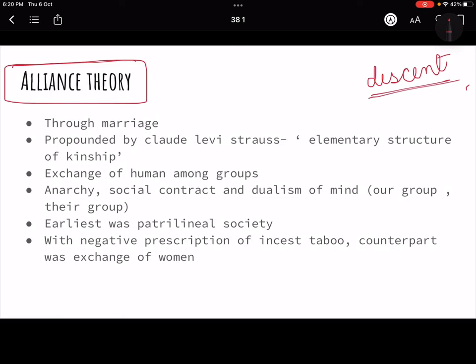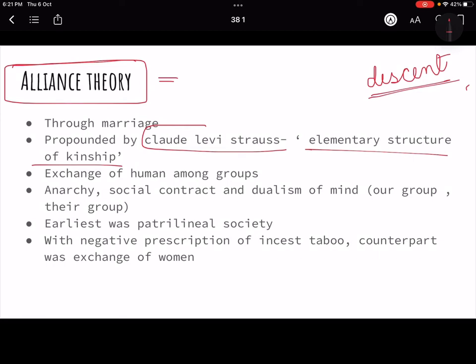But now we will study the marriage part of it, because with marriage also there are new groups that join your family, right? So that is what we are going to read. This theory was propounded by Claude Lévi-Strauss in his book The Elementary Structures of Kinship. So basically Claude Lévi-Strauss gave this idea that apart from descent, alliance plays a major role in kinship. In kinship, even marriages play an important role.